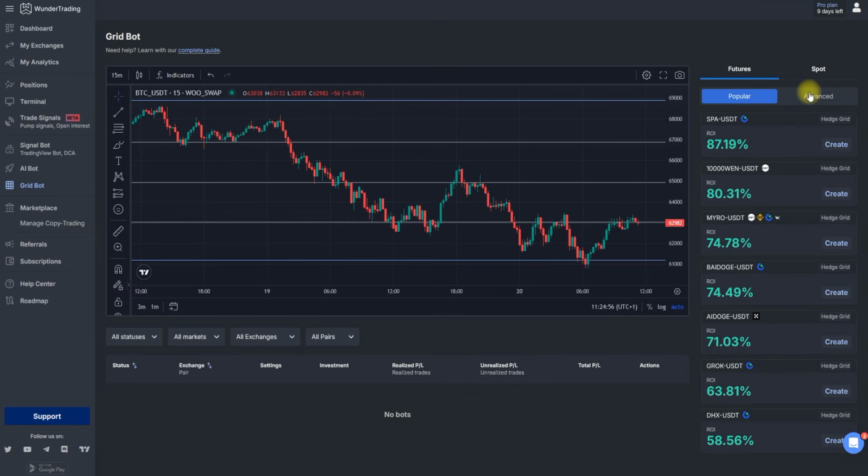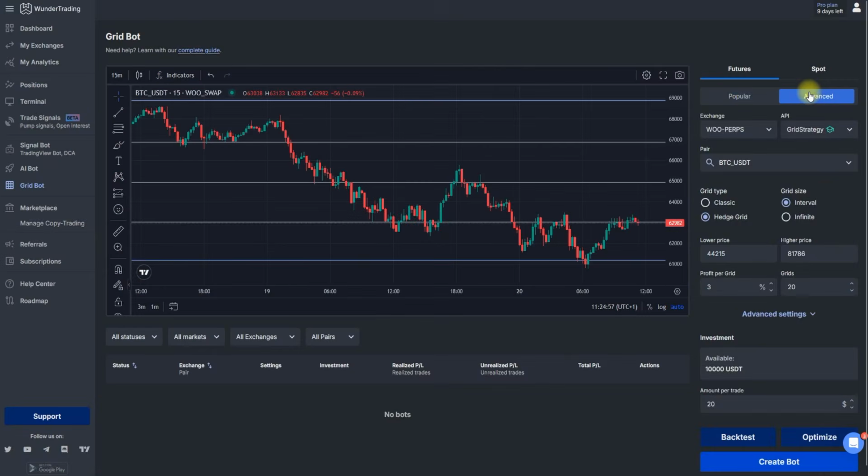First thing you will notice are two segments. One is called Popular, where you can find predefined, ready-to-use bots with a corresponding strategy, for example Hedge Grid or Classic Grid. In addition to that, you can choose from futures and spot trading bots. I am concentrating on building a bot that trades the futures markets for me, so I click on Advanced.